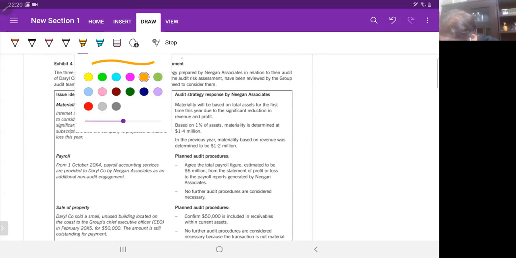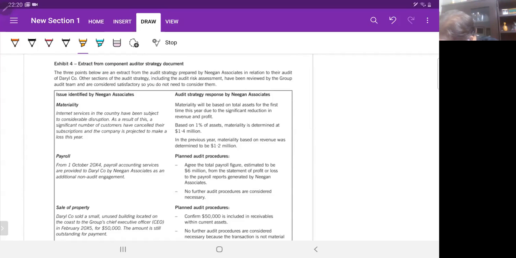What is the extract saying? The extract below is from the audit strategy prepared by Negan Associates in relation to their audit of Darrell. Other sections of the audit strategy, including the audit risk assessment, have been reviewed by the group audit team and are considered satisfactory, so you do not need to consider them. Materiality, firstly: internet services in the country have been subject to considerable disruption. As a result of this, a significant number of customers have cancelled their subscriptions and the company is projected to make a loss this year.